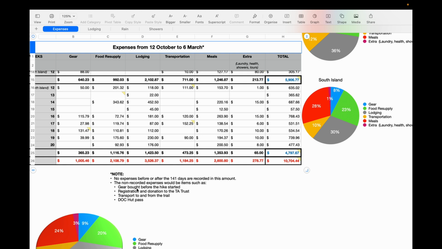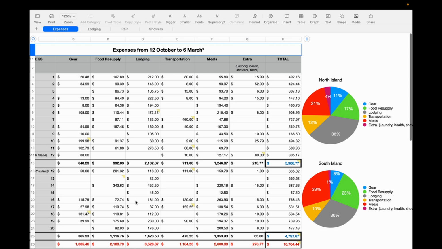Those non-recorded expenses would be items like any kind of gear that I bought before the hike started, the registration and donation to the TA Trust, transport to and from the trail, like my airplane tickets and things like that, and the DOC hut passes. So all those were things that I bought before I started the trail, and they're going to be different depending on your circumstances, so that's why I didn't add them into the cost.